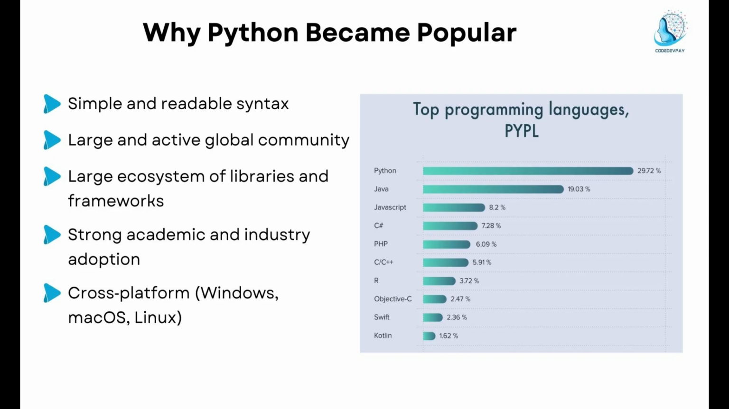Also, Python has a large and active global community. Also, Python has a large ecosystem of libraries and frameworks. Library simply means collection of related code that programmers can pick and use in their own program. Also, Python has a strong academic and industry adoption. So when you go to finance, you go to education, you go to engineering, Python is being used widely. Also, Python works across different platforms. So you can take Windows, Mac OS, and Linux.